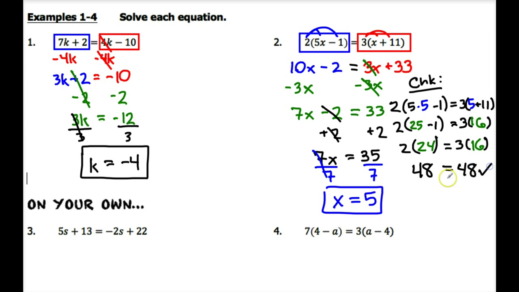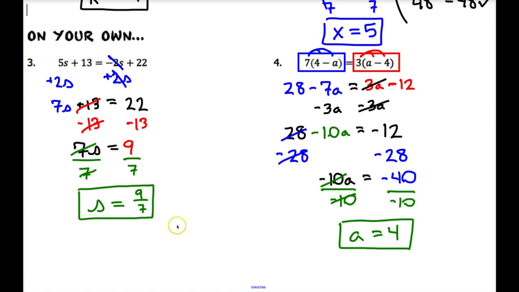Okay, so that's how you would go about checking when you have an equation with a variable on both sides. You've got to plug that 5 into both places you see x. Okay, why don't you pause the video and try examples 3 and 4 on your own, and then click play to check and see if you got the answers right.